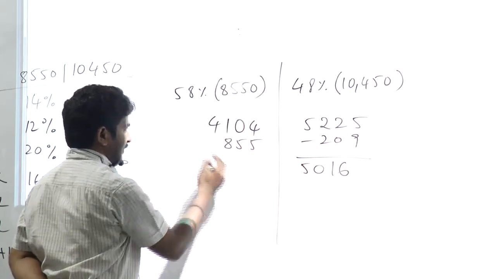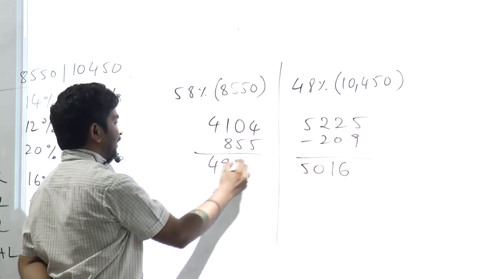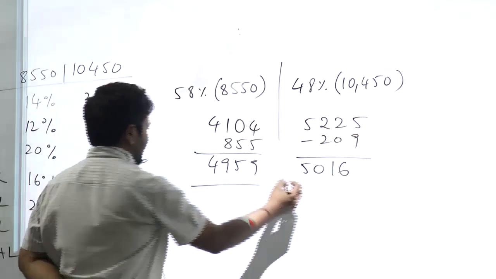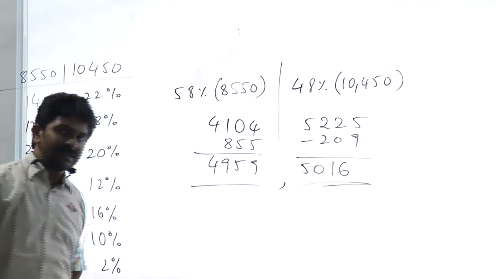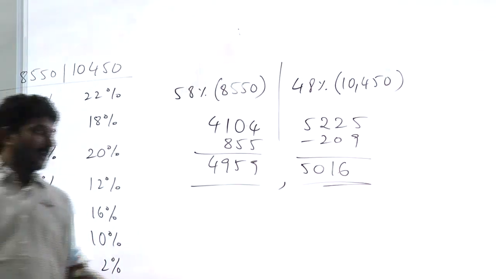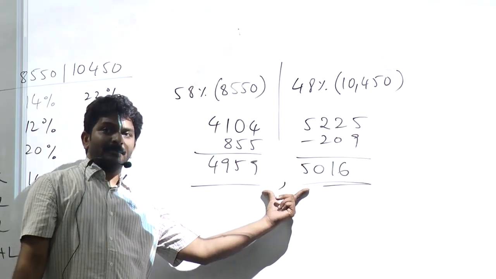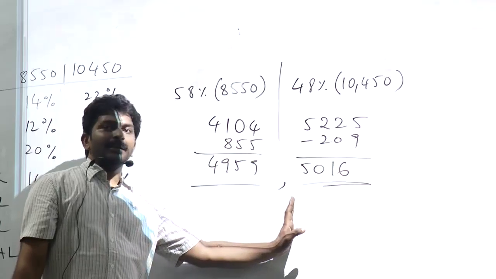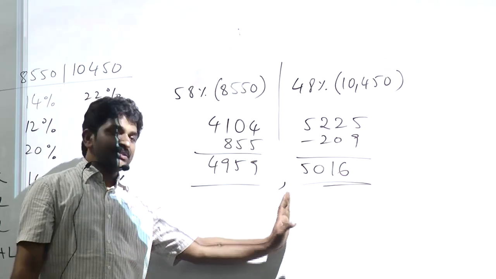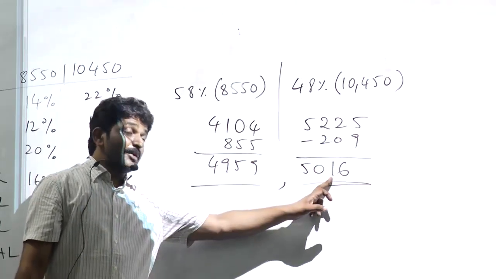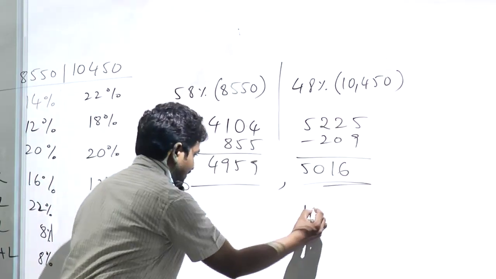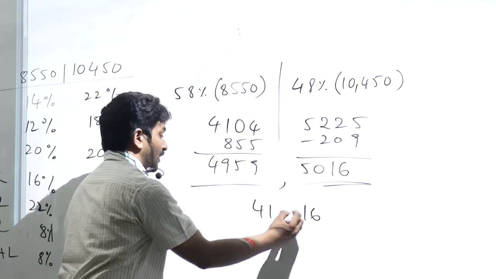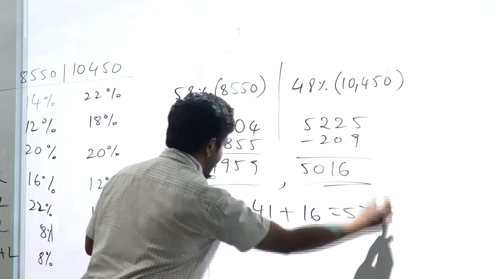Now you need to add everything. 4959. What is your question? Difference. Difference of two numbers is the largest number minus the smallest number. The middle number is 5000. When you want to go for difference, take the middle number, a round figure, which is 5000. This is how much more than 5000? 16. And this is how much less than 5000? 41. Add these two numbers, you will get 57 as the difference.